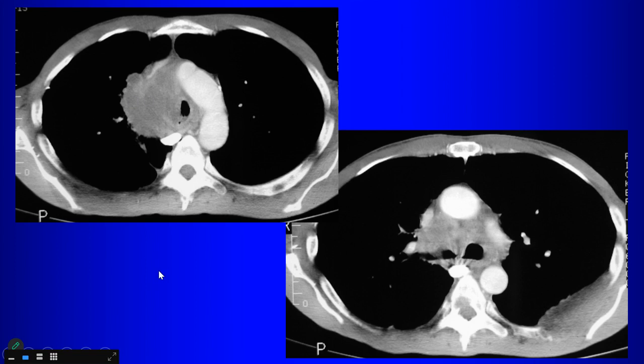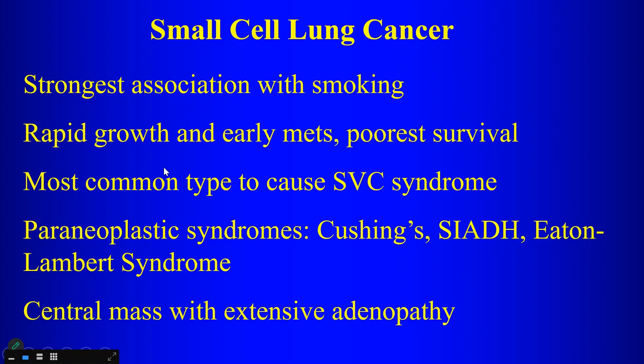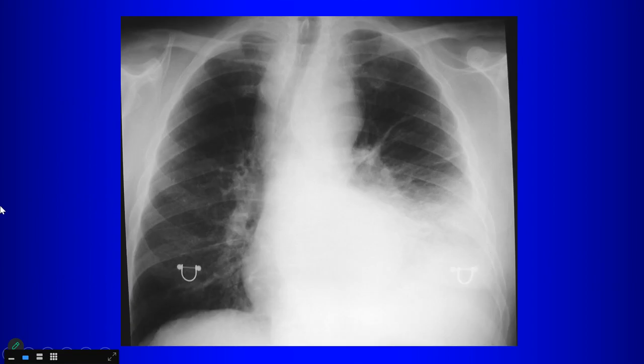The most common neoplasm, we're talking about lung cancer, associated with SVC syndrome is, no, not Pancoast. No, not adeno. The most common lung cancer associated with SVC syndrome is small cell lung cancer. Very aggressive, tends to present as a central tumor because of the extensive mediastinal lymphadenopathy. It can obstruct the superior vena cava. Strongest association with smoking, other paraneoplastic syndromes: Cushing's, SIADH, Eaton-Lambert syndrome, central mass with extensive lymphadenopathy.